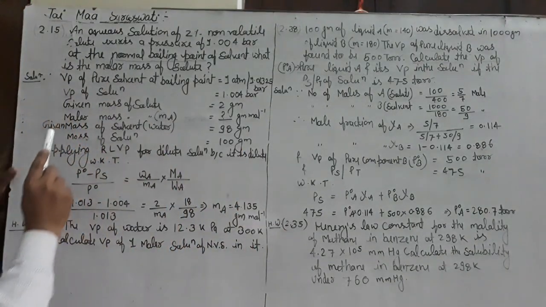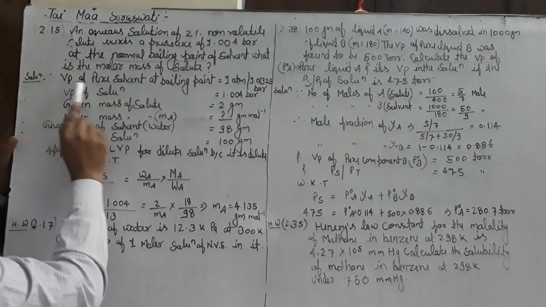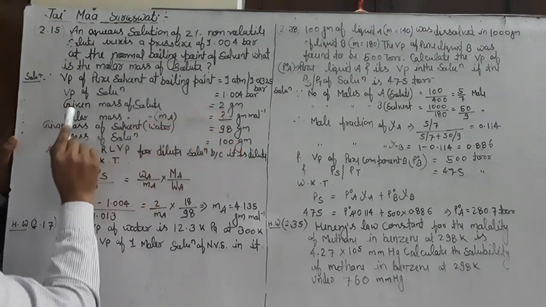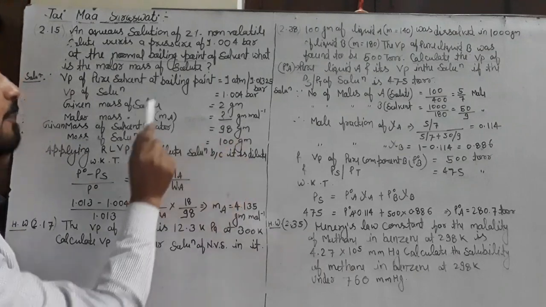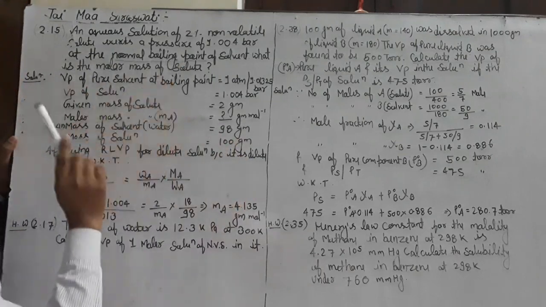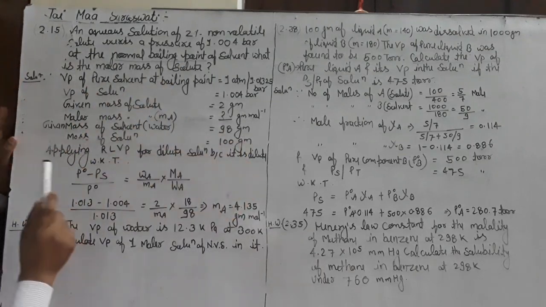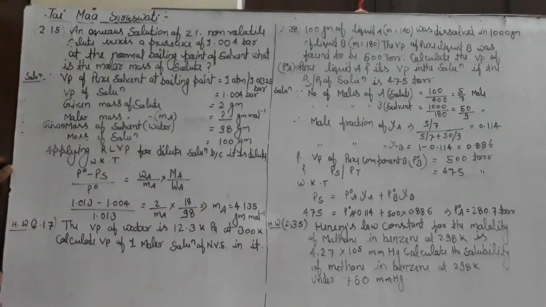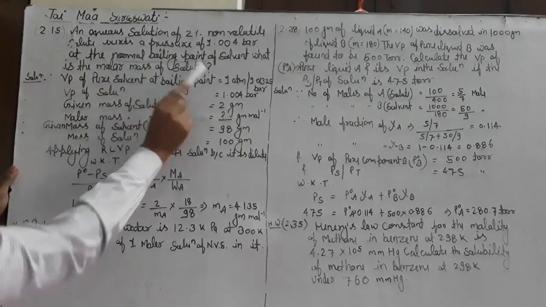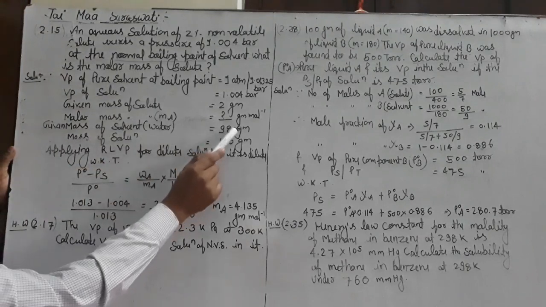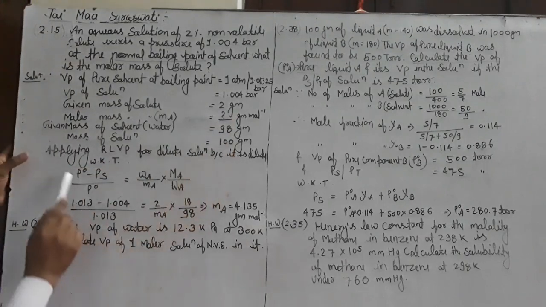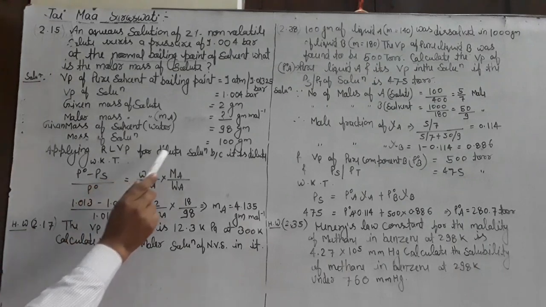So what I'm trying to say: in the question, the vapor pressure of the solution is given, the mass of solute is given, and the molar mass of solute we have to find. Molar mass of solute we have to find, okay dear children? After that, the mass of solution, because after adding solute and solvent it becomes 100. We apply relative lowering in vapor pressure for a dilute solution.